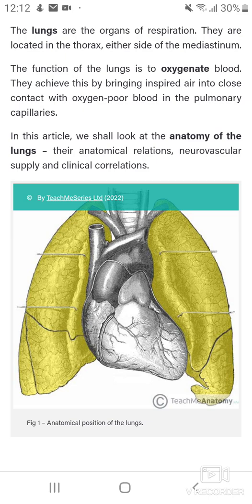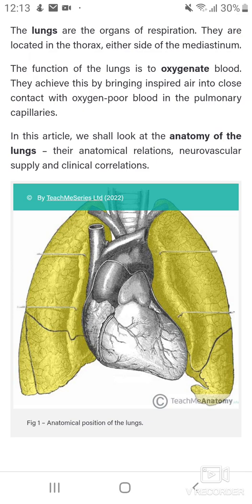In this video we are discussing the body organ, the lungs. What are lungs? The lungs are the organs of respiration. They are located in the thorax, either side of the mediastinum. The function of the lungs is to oxygenate blood. They achieve this by bringing inspired air into close contact with oxygen-poor blood in the pulmonary capillaries.